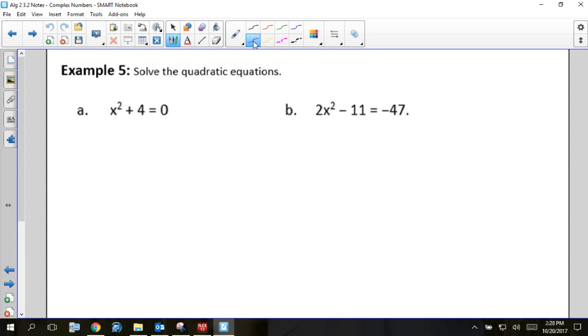Does everybody know where we are? How do I move the 4 over? Subtract 4 from both sides. So I get x squared equals negative 4.